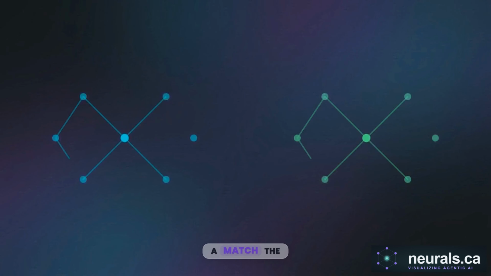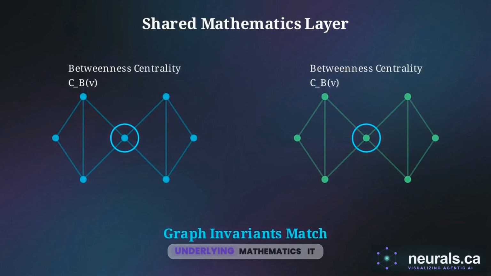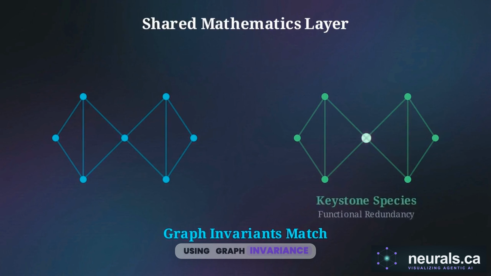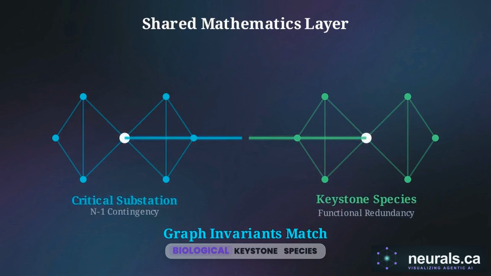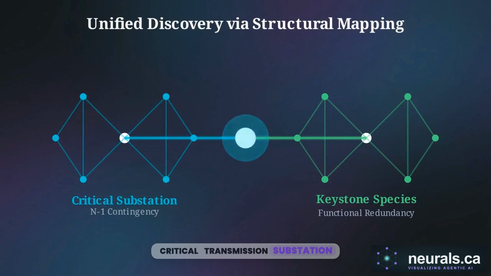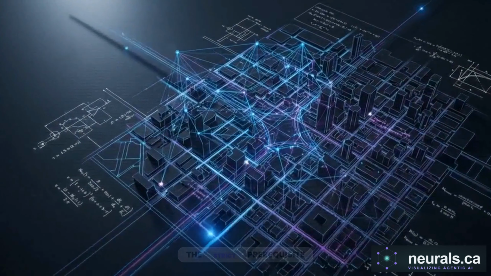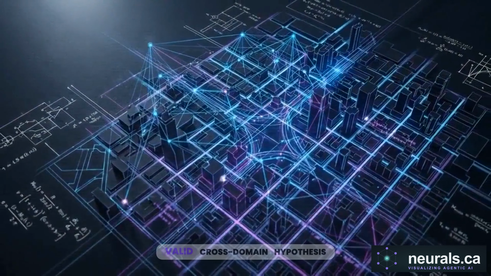To find a match, the system abandons vocabulary for structural mapping. It aligns the underlying mathematics. It routes through the shared math layer using graph invariance. By measuring betweenness centrality, the engine links a biological keystone species directly to a critical transmission substation. Dropping lexical comparison in favor of mathematical relationships is the strict prerequisite for an AI to generate a valid cross-domain hypothesis.